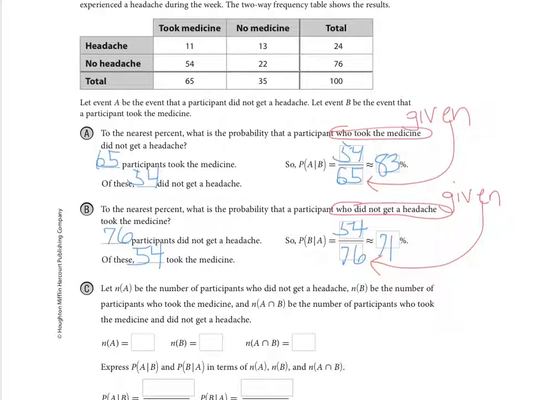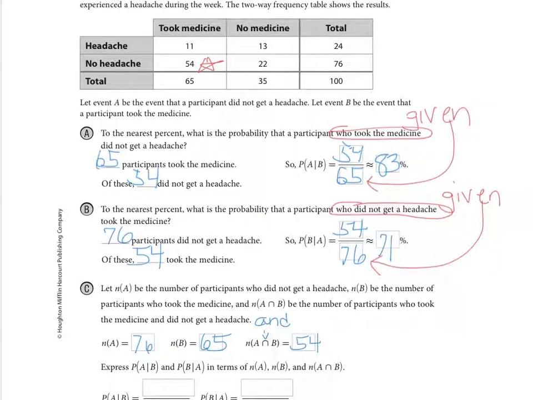And then let the number of A and B be the number of participants who took the medicine and did not get a headache. So in other words, if we look back at the two calculations we just did, the common number here is 54. And that's the spot right here where we have both conditions being met, both taking the medicine and not getting a headache. So again, if we put those numbers down, the number in A is 76, the number in B is 65, and the number in both A and B, remember that's what that arrow means, is and, the overlap, okay, is 54.